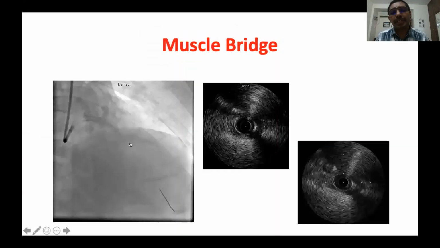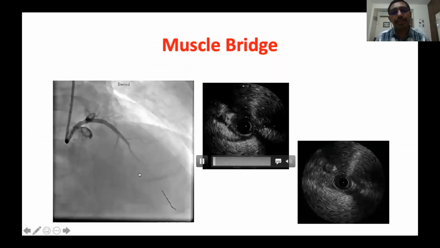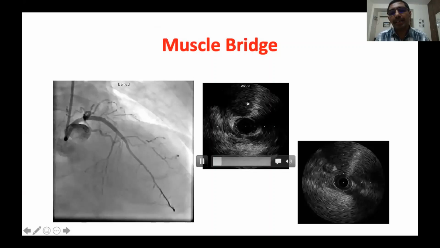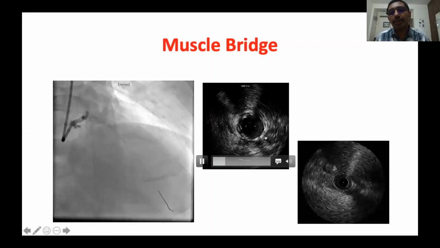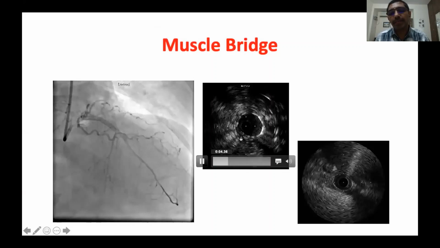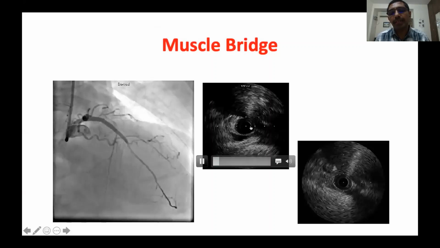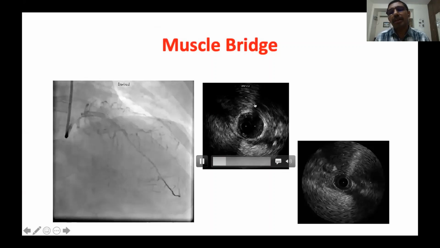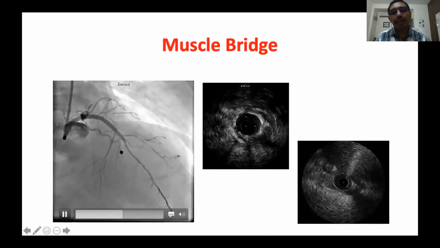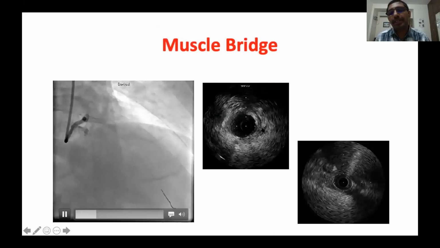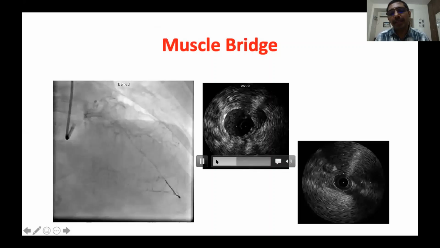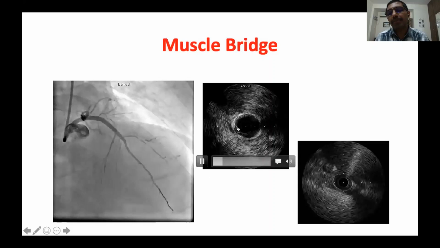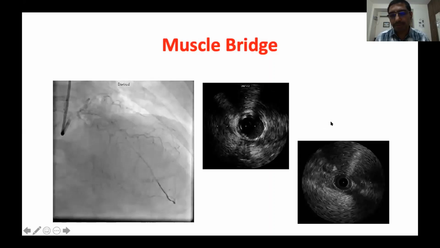And what is muscle bridge? Here you can see a typical angiographic appearance of the muscle bridge. And here you can see that the muscle layer goes around the artery. You can see from here, it goes around the artery. The artery exhibits systolic squeezing motion. This patient was given a lot of inotropes, so this accentuated the systolic compression. So this is a typical appearance of a muscle bridge.